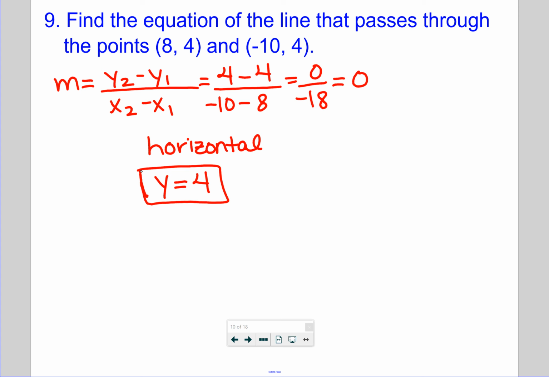If we didn't have one of these special cases, by the way, after you found the slope, you would plug the slope and one of your points into the equation like we did in the last problem and solve for that y-intercept.